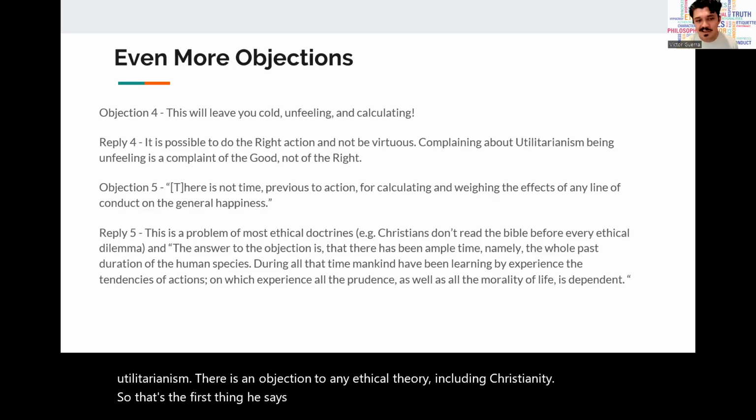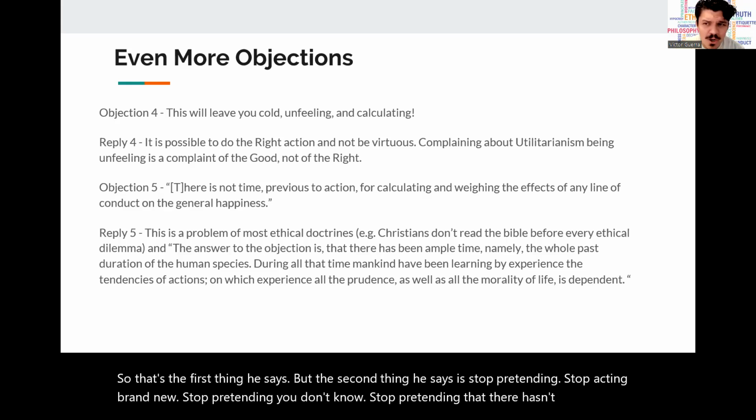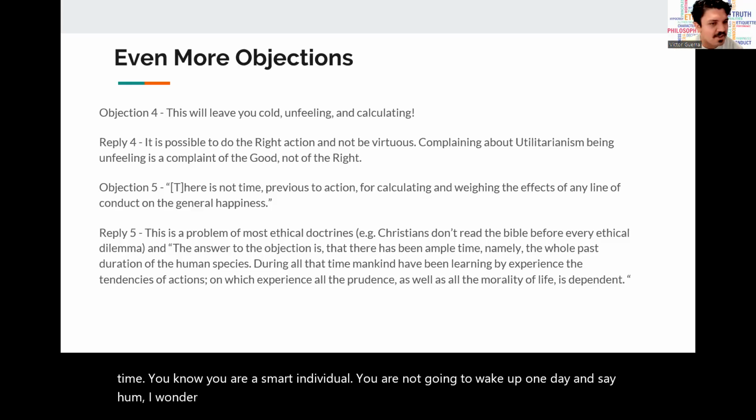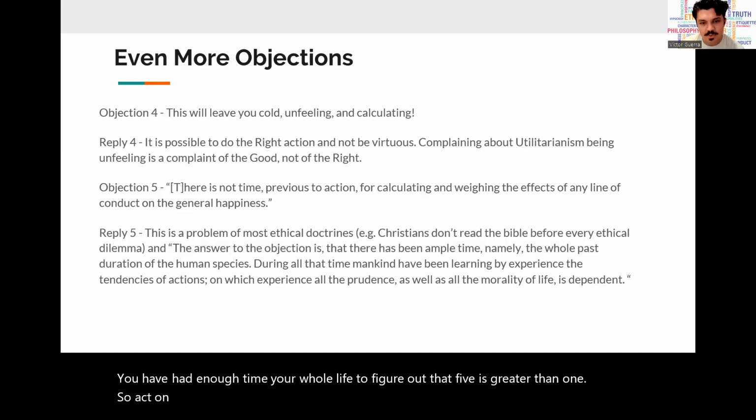But the second thing he says is stop pretending. Stop acting brand new. Stop pretending you don't know. Stop pretending that there hasn't been enough time. You know, you are a smart individual. You're not going to wake up one day and say, I wonder if 5 is greater than or less than 1. That's not going to happen, he says. You have had enough time, your whole life, to figure out that 5 is greater than 1. So act on that knowledge and do the right thing.